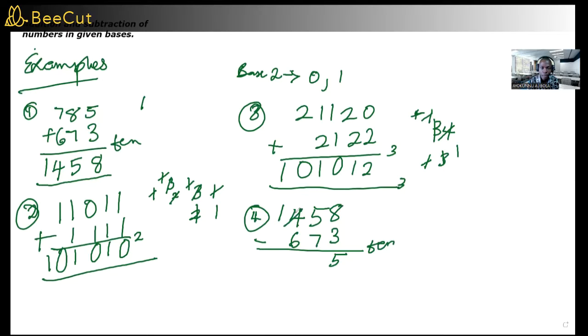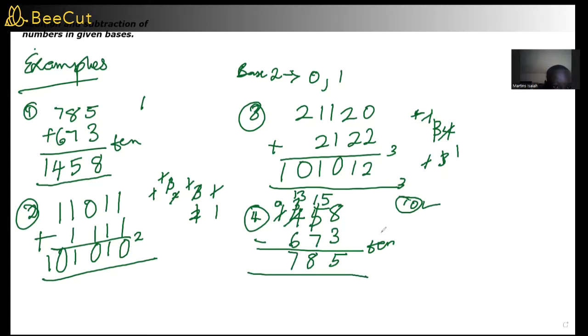So you are going to borrow 1 from here, and this remains 3. The one you borrow, the value is 10. The 10 plus the 5 here gives me 15. So I have 15 minus 7 gives me 8. Then 3 minus 6 is not possible. So you borrow 1, this becomes 0. The one you borrow, the value is 10. So 10 plus 3 is 13. 13 minus 6 is 7.